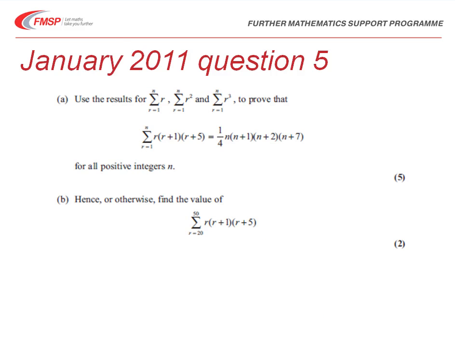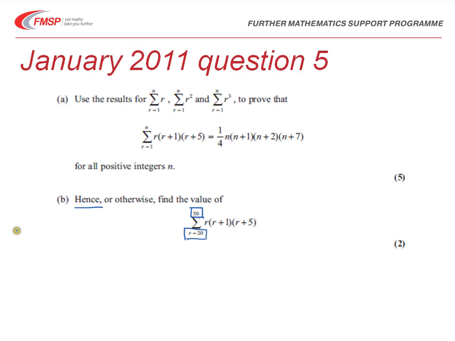Right, now turning our attention to the second part of the question, which says use your result. Hence, notice there's "hence" there. You won't get any marks at all for using any other method here. So hence, you need to find the sum from r equals 20 up to 50 of r plus 1, r plus 5.